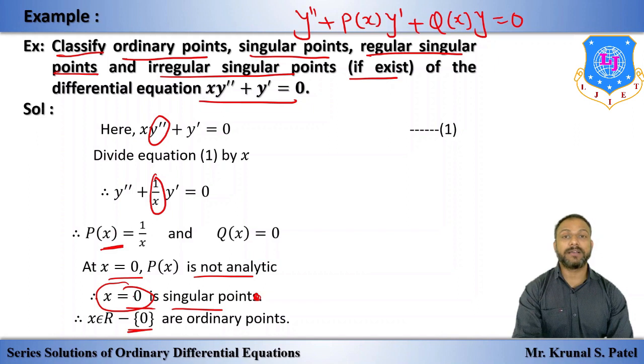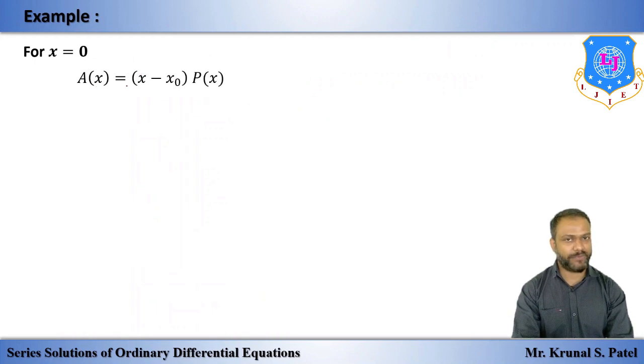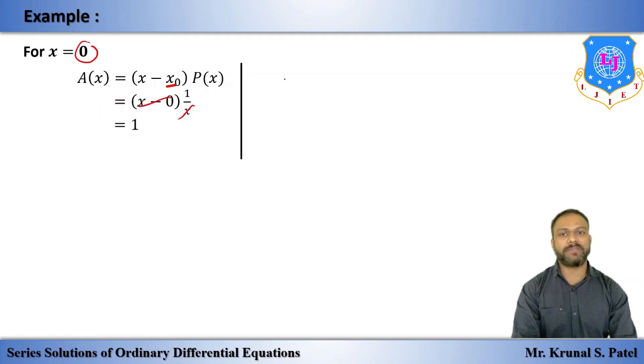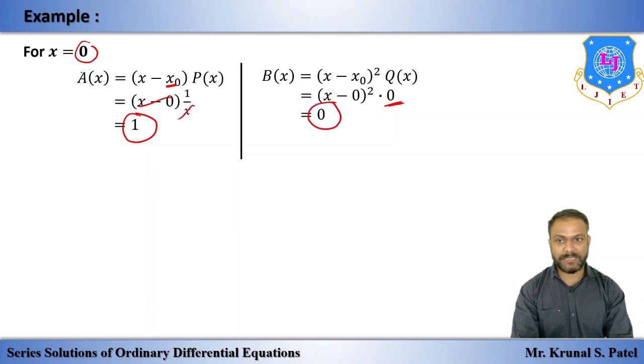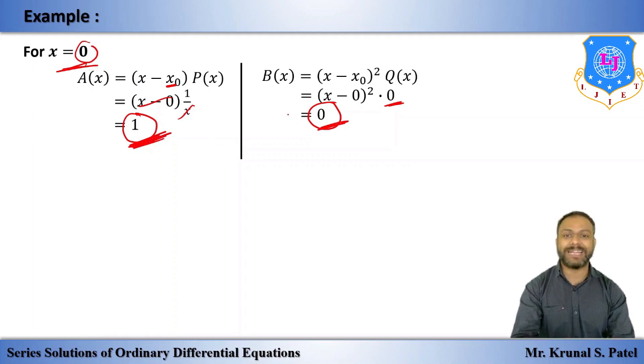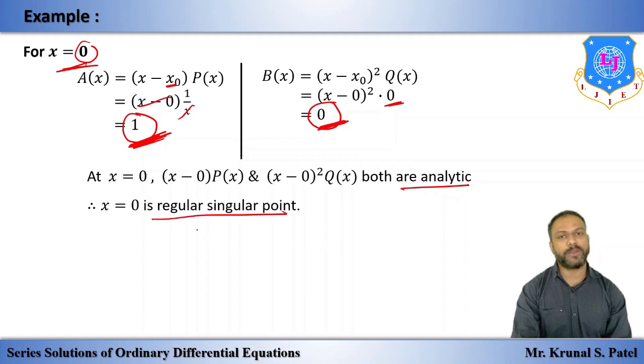So now we have to check whether it is regular singular or irregular singular. Okay, so for x is equal to 0, first we will find a of x. So x0 is our 0. So by canceling this x, we have 1. And in a similar way we have b of x, x minus x0 whole square q of x, and q of x is 0, so entire b of x is 0. So now we have to put the value of x is equal to 0 in these two answers, but we don't have x, so we have direct, that means finite, answers 1 and 0. So at x is equal to 0, both values are analytic, that means finite, so x equal to 0 is a regular singular point. It's not necessary that each and every example has a regular singular point as well as an irregular singular point. It depends on the question.